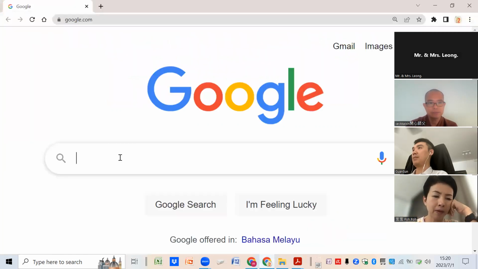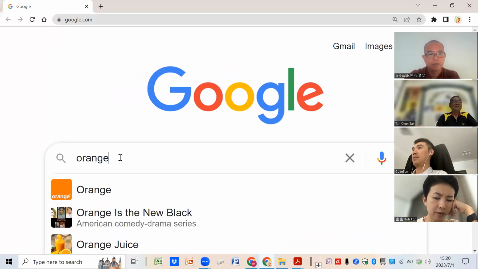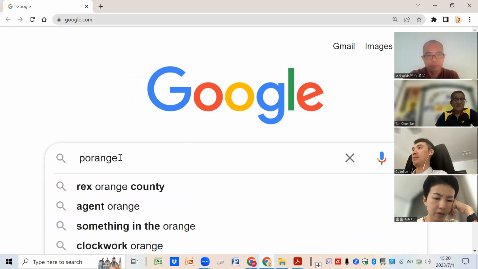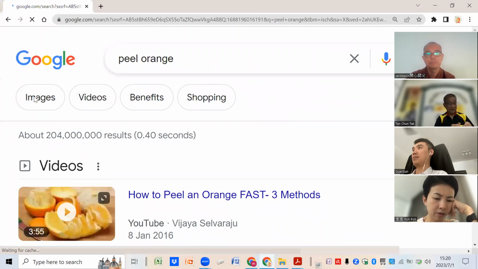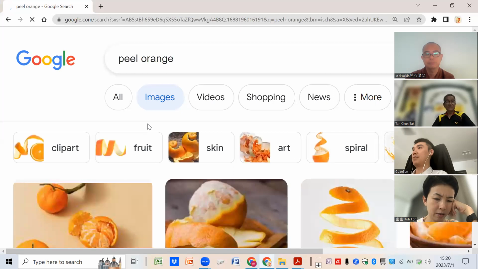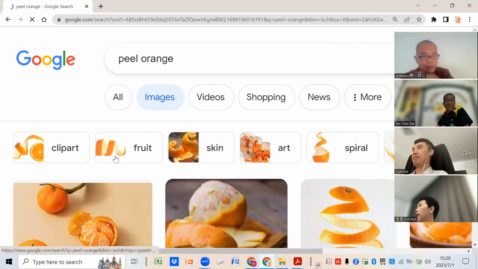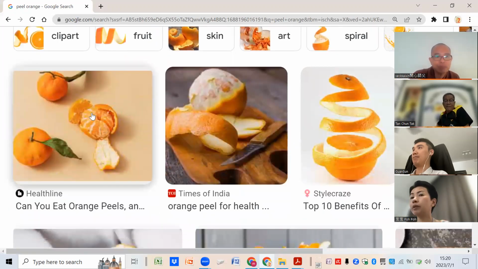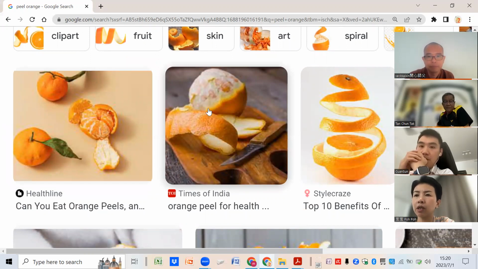Okay, class, take a look. So we call this the orange, right? Can you tell me, what are the compositions within the orange? Composition means the ingredients, as what you see in the picture.